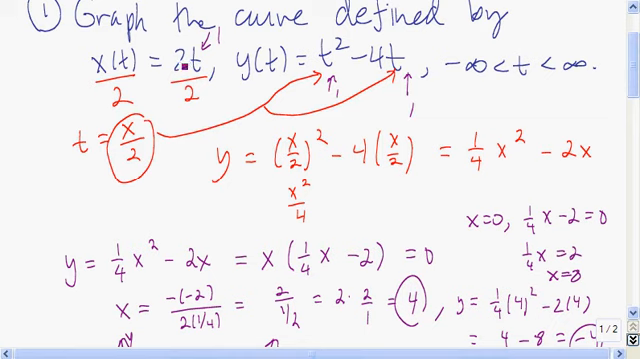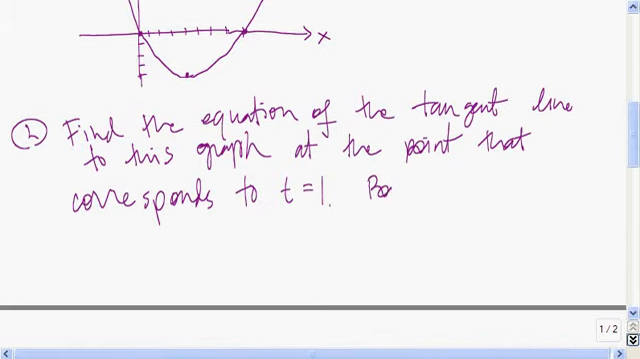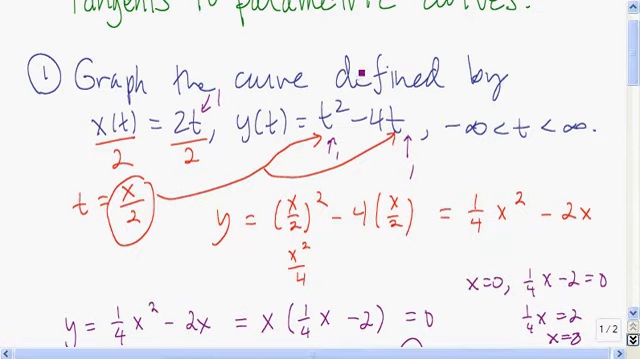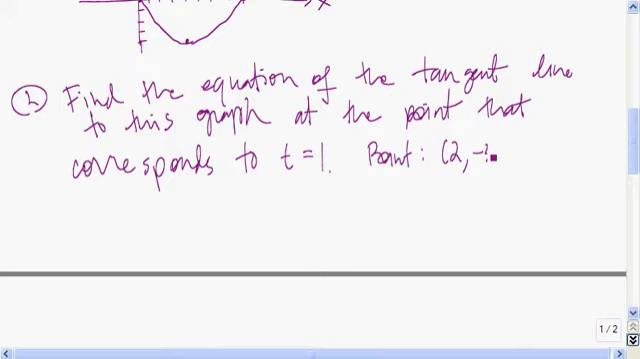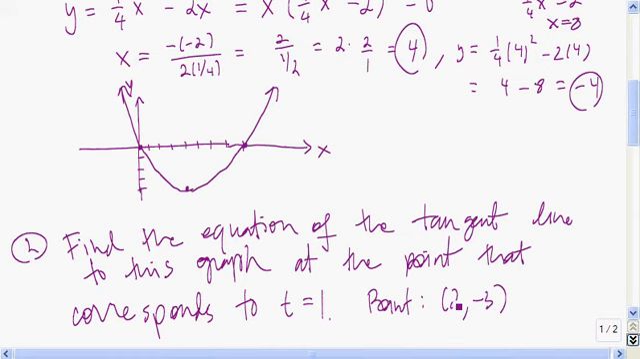So we find that x is 2 times 1, or 2. And y is going to be 1 squared minus 4 times 1, which is negative 3. So we're looking for the equation of the tangent line to the graph at the point where x is 2 and y is negative 3. So that's right around there. We're looking for the equation of that line.